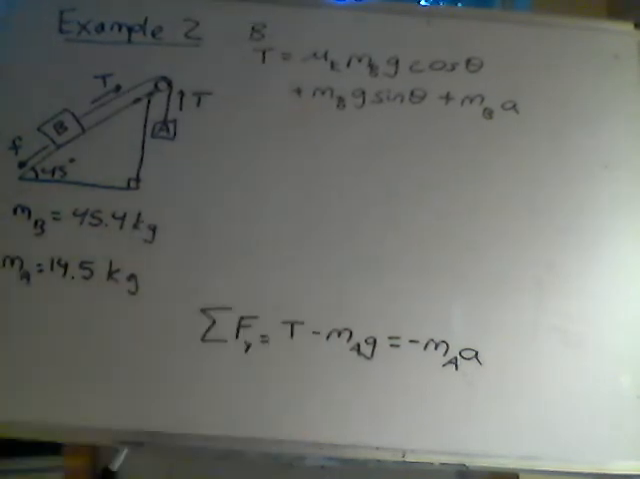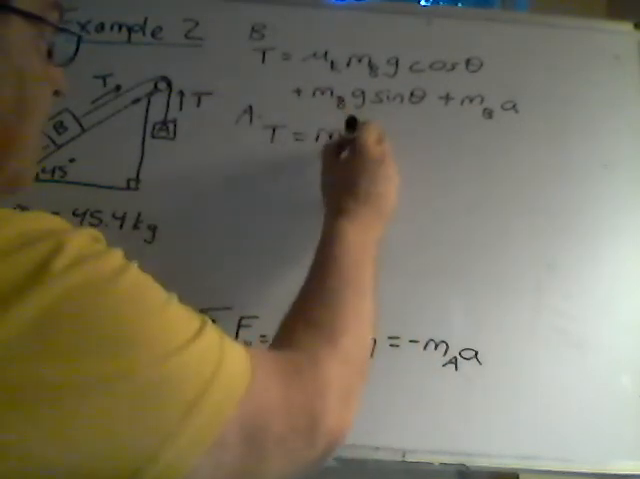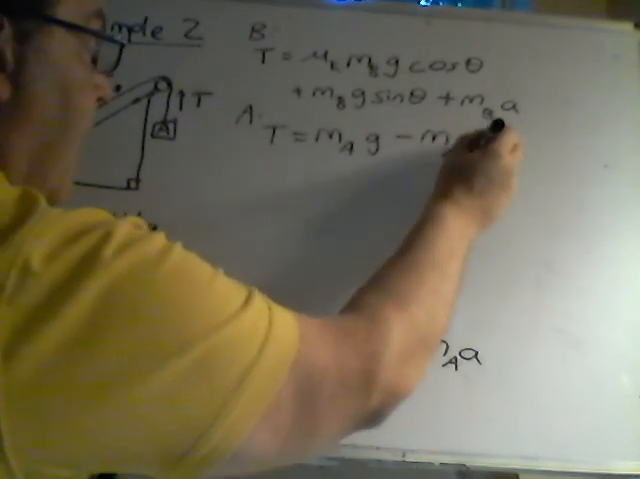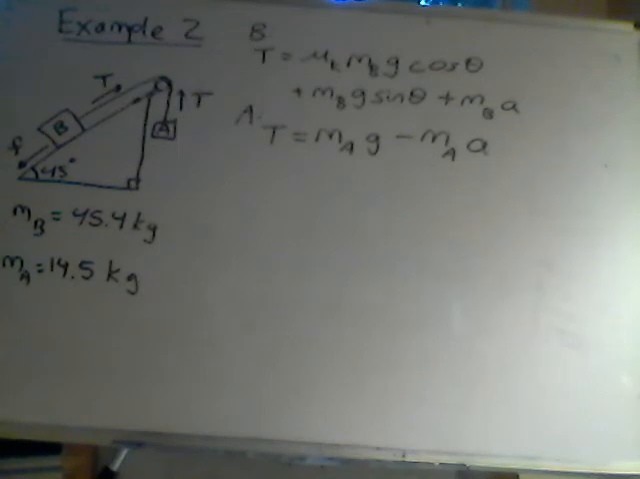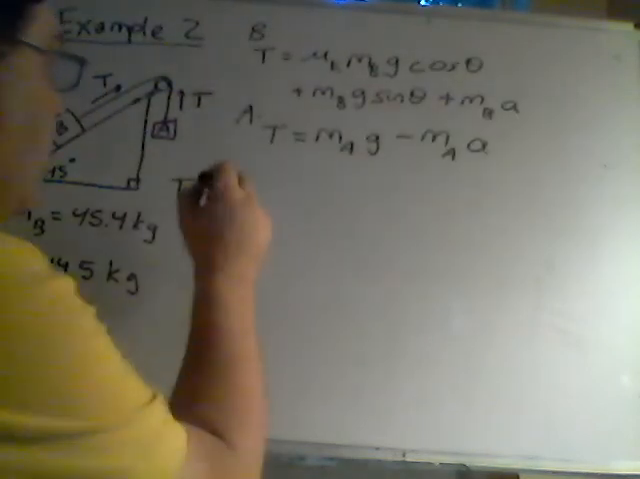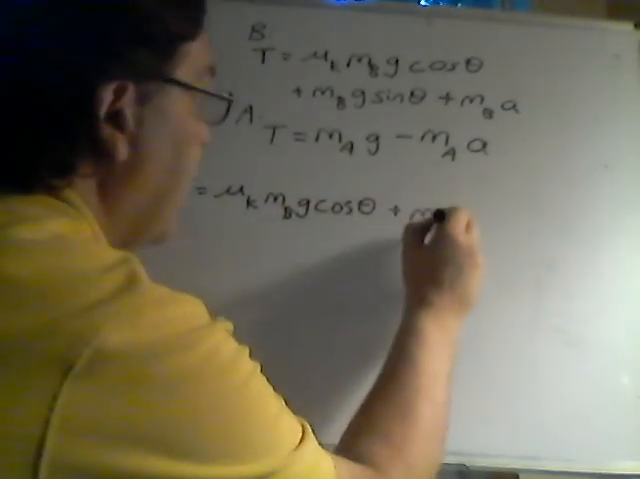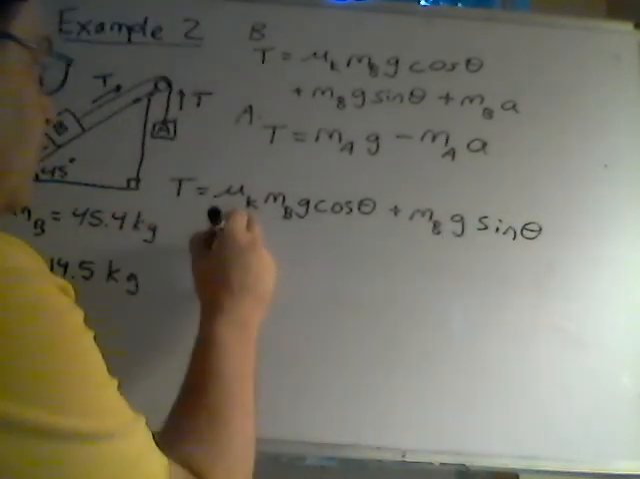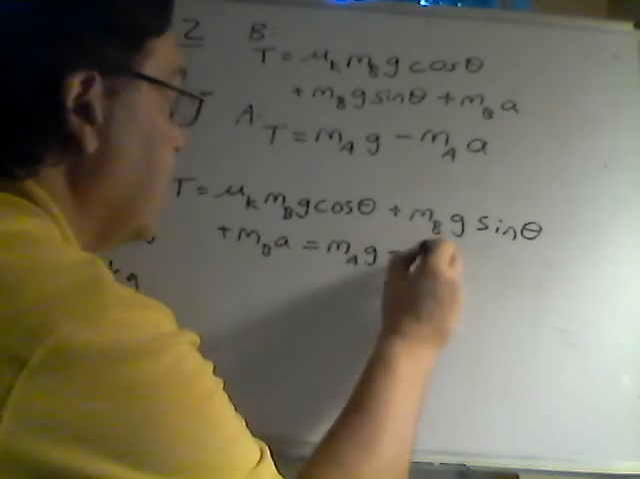Solving for the tension, for A the equation is that the tension is m sub a g minus m sub a a. That's all I have. So again, we have two equations and two unknowns, T and a, and I want to eliminate one variable and solve for the other. So I want to eliminate T. One way of doing it is setting everything equal to T and then solving for a, just like last time. So T equals mu sub k, m sub b, g, cosine of theta, plus m sub b, g, sine of theta, plus m sub b, a, equals m sub a, g, minus m sub a, a.